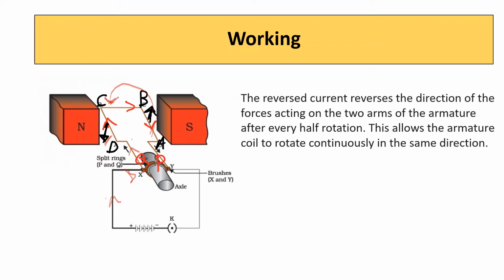The reversed current reverses the direction of the forces acting on the two arms of the armature after every half rotation. This allows the armature coil to rotate continuously in the same direction. Here we can see the armature coil is rotating anti-clockwise.